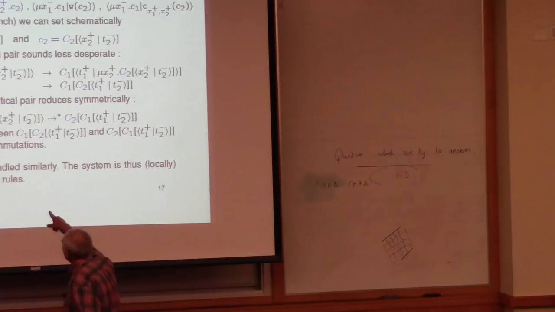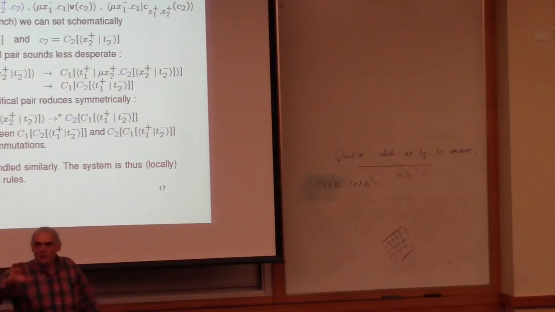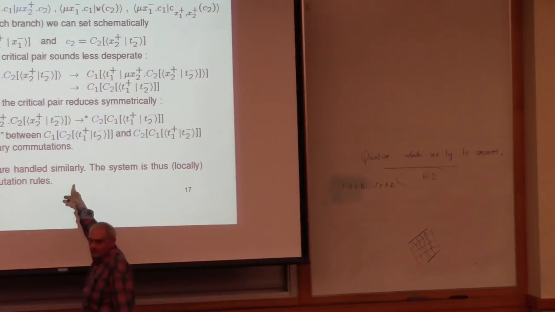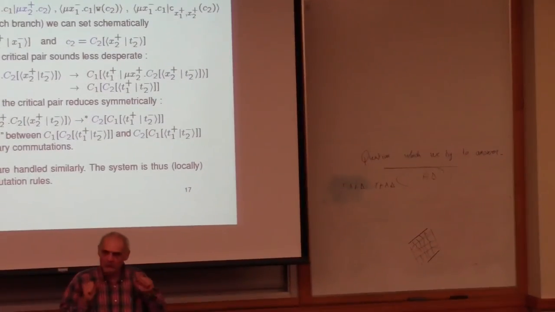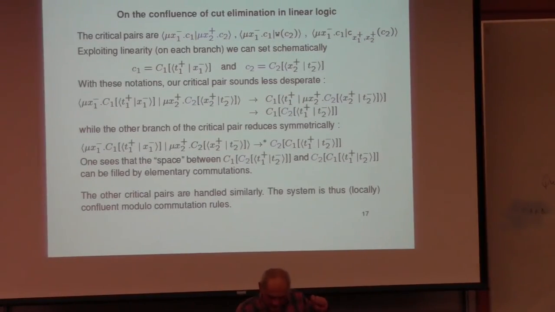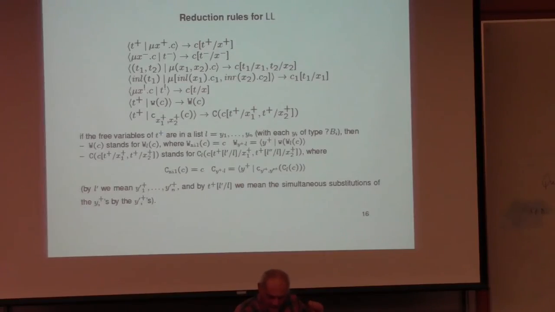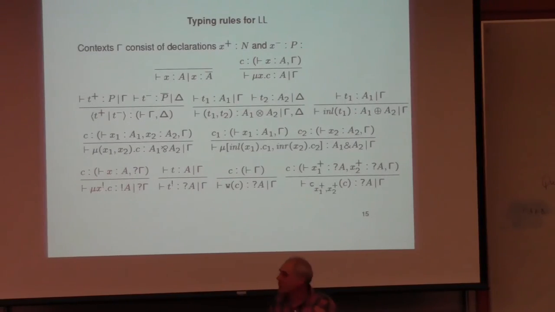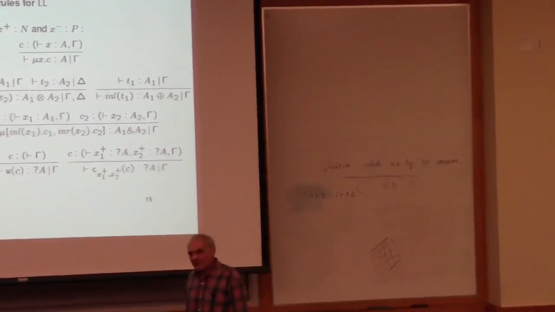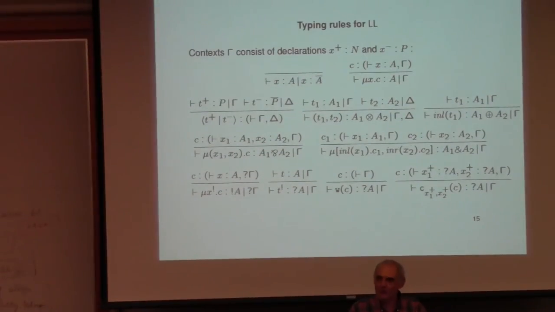So if you accept these elementary commutations as being modulo rules, that means that you reason modulo these commutations, then you get confluence. So that's why I said the system is morally confluent. So now my last observation is, what would happen if I had not a linear syntax? In particular, what would happen if I had unlimited contraction and weakening, then this argument would not work anymore. And we will see tomorrow that instead we face a wild non-confluence problem.